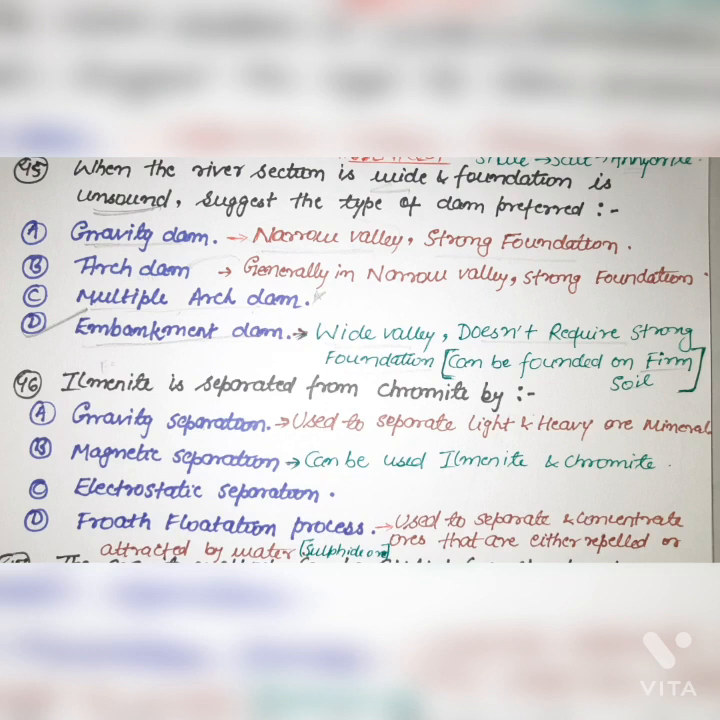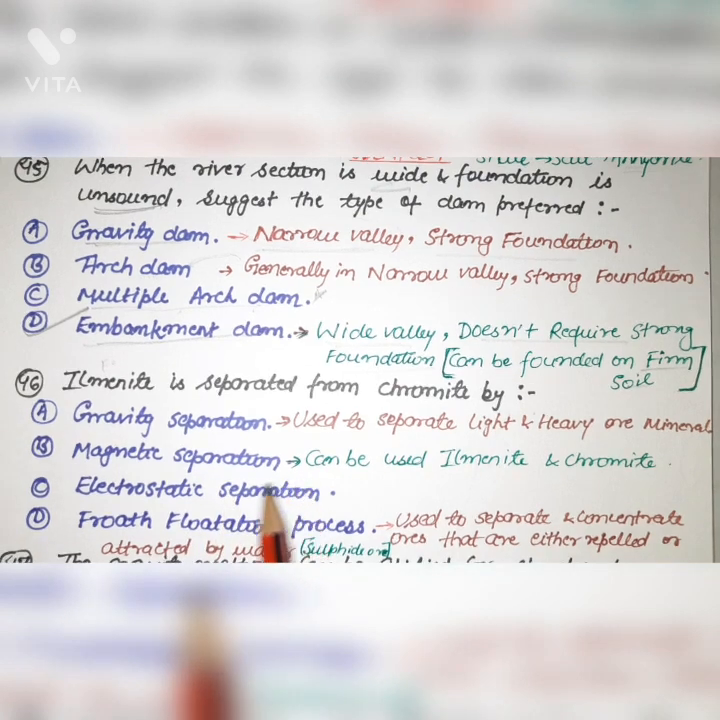Okay, now coming to magnetic separation, you can see that chromite is slightly magnetic, but ilmenite, I think, is slightly more magnetic than chromite. So magnetic separation can be used to separate ilmenite and chromite. This is most favorable, in my opinion.